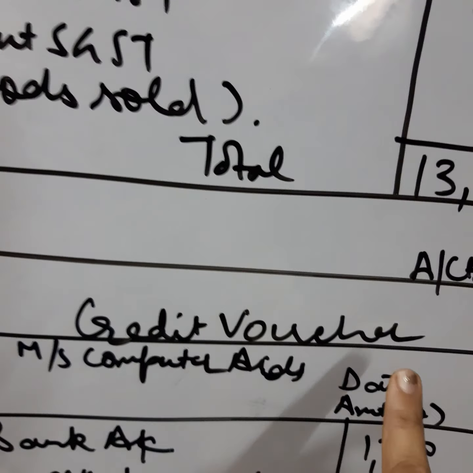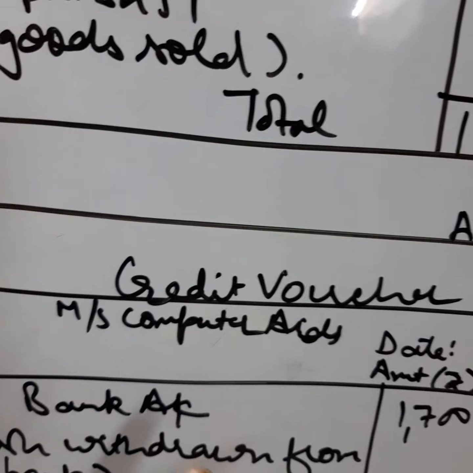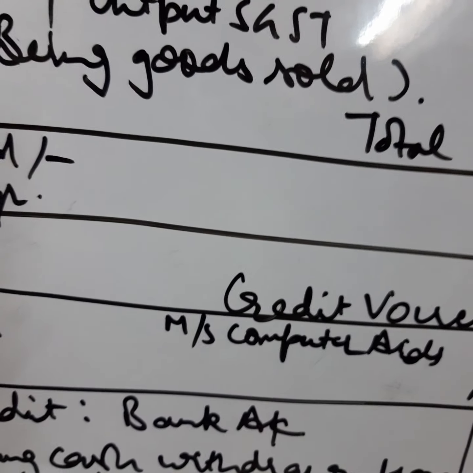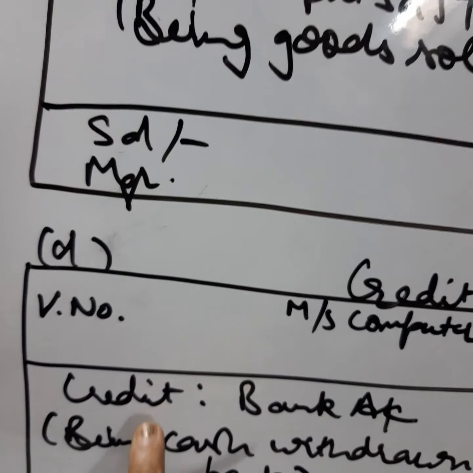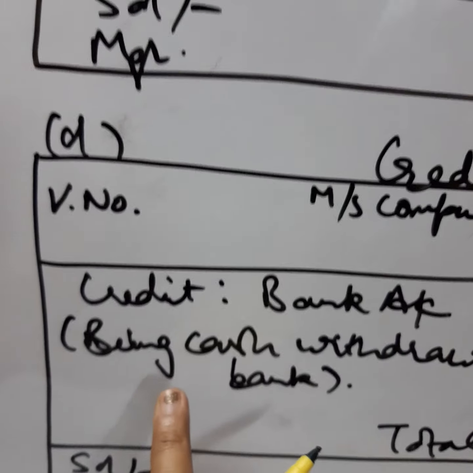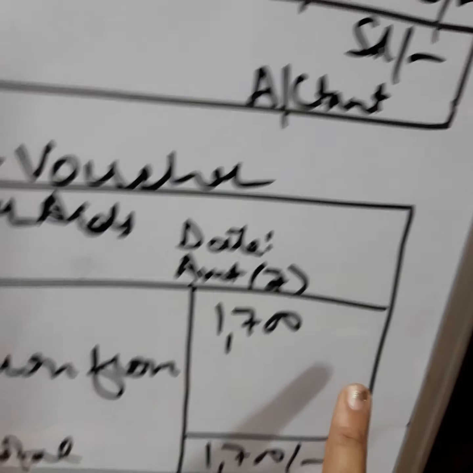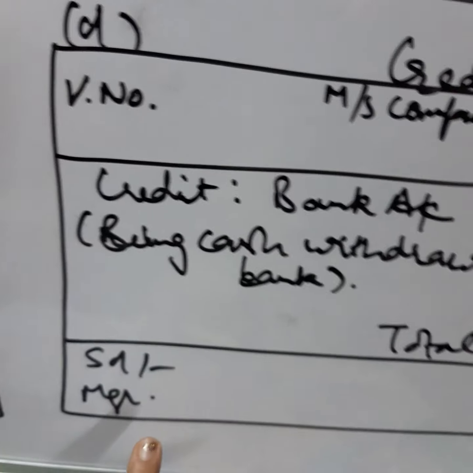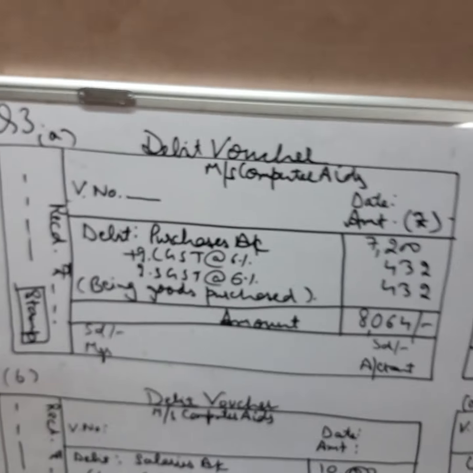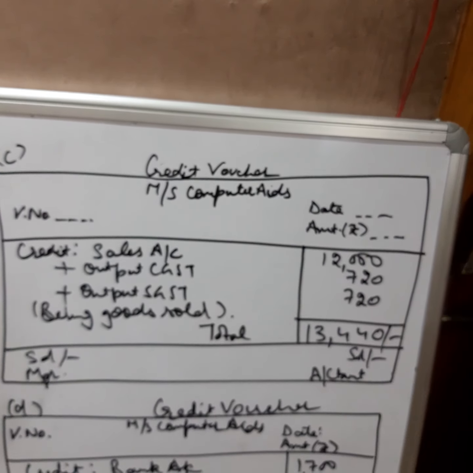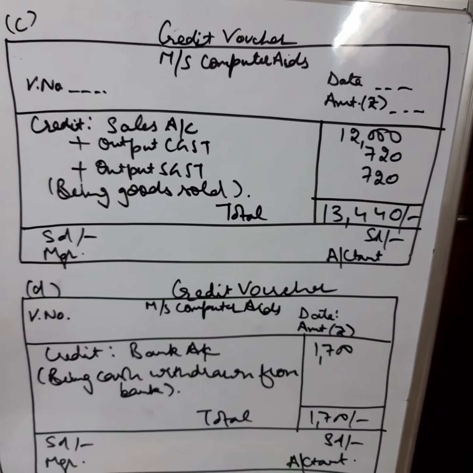So now we are going to prepare credit voucher as the business is receiving cash. Cash is coming into our business, it is being debited. So whom do we credit? Bank account. Narration being cash withdrawn from bank. Then total amount, again the signature of manager and accountant. So these are our debit vouchers and credit vouchers for Messrs Computer Aids.